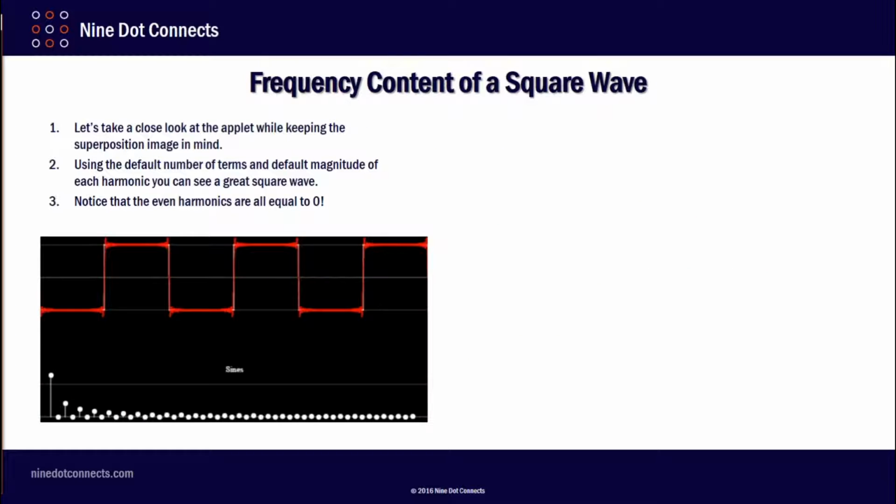So if you go to this website and you pick a square wave, this is the first thing you're going to see. So let's take a close look at this applet while keeping the superposition image in mind. Using the default number of terms and the default magnitude of each harmonic, you can see a great square wave. Looks almost perfect. Notice though that all the even harmonics are equal to 0. So here's your fundamental, here's the power level of your second harmonic. This would be the power level of the third harmonic, fourth, and fifth. So notice you only have the odd harmonics.